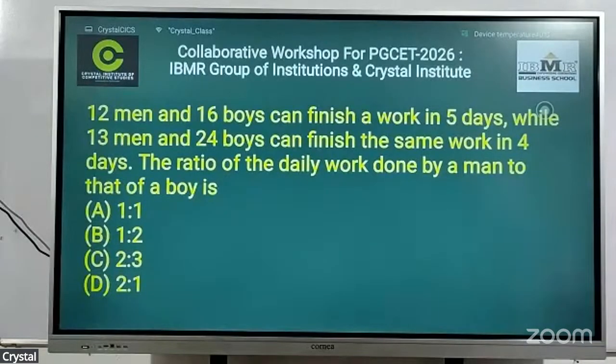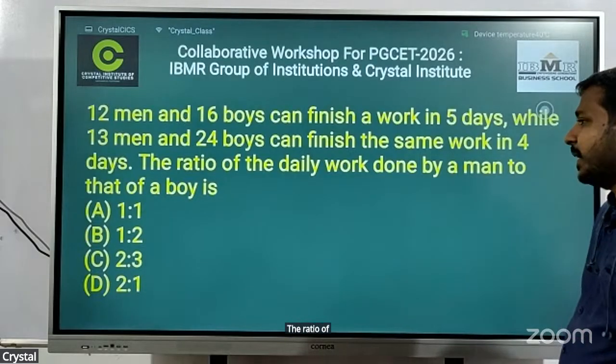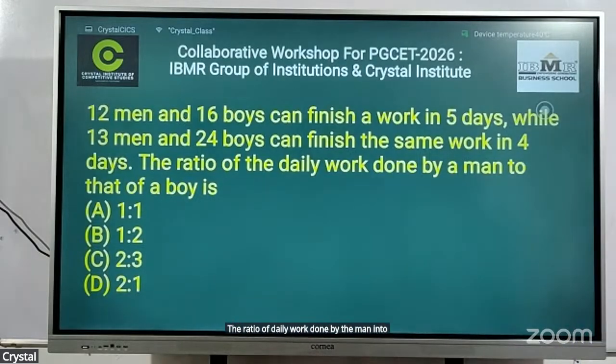Twelve men and 16 boys can finish a work in 5 days, while 13 men and 24 boys can finish the same work in 4 days. The ratio of daily work done by the man to the boy is?